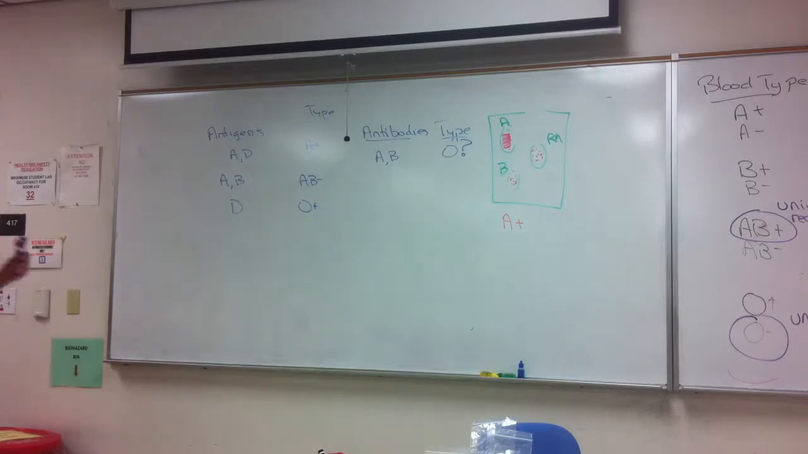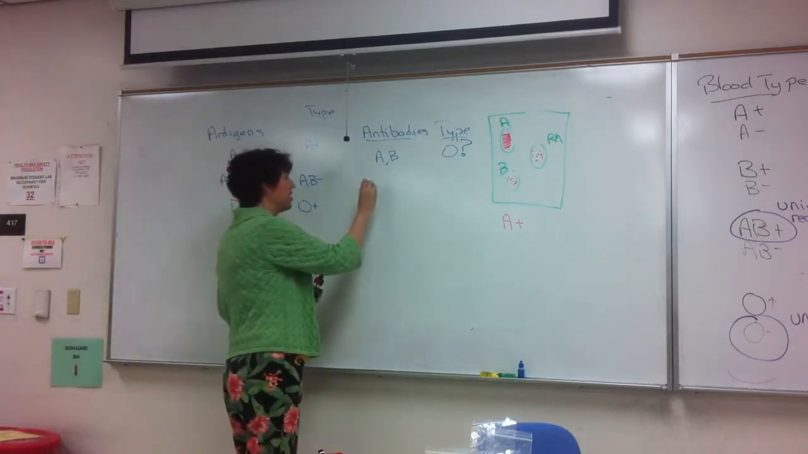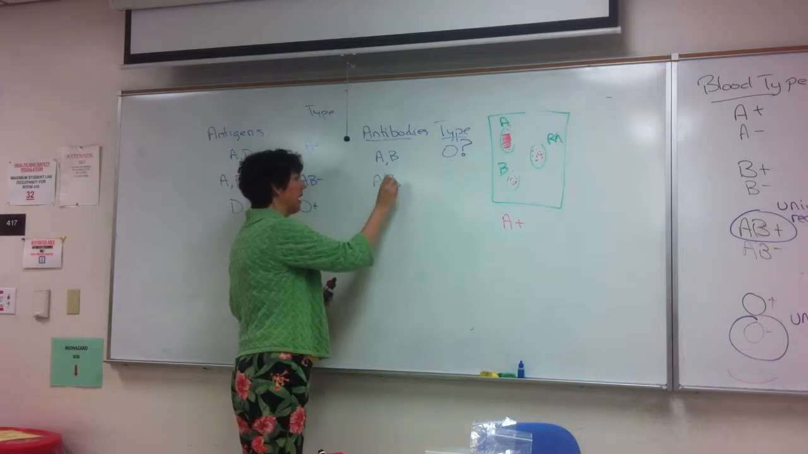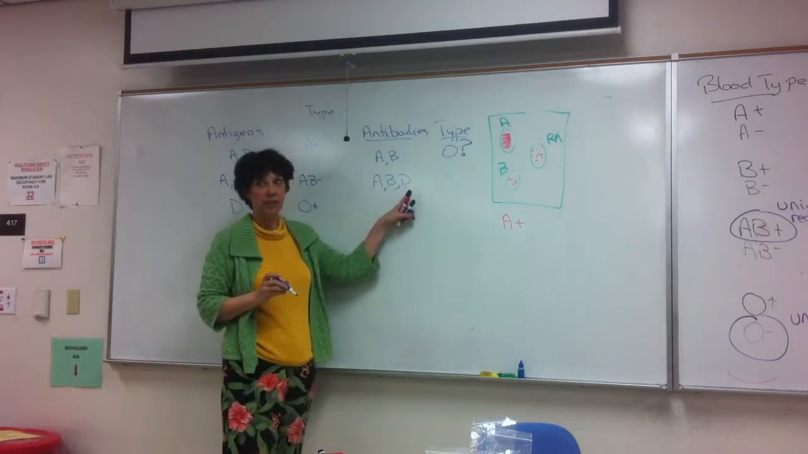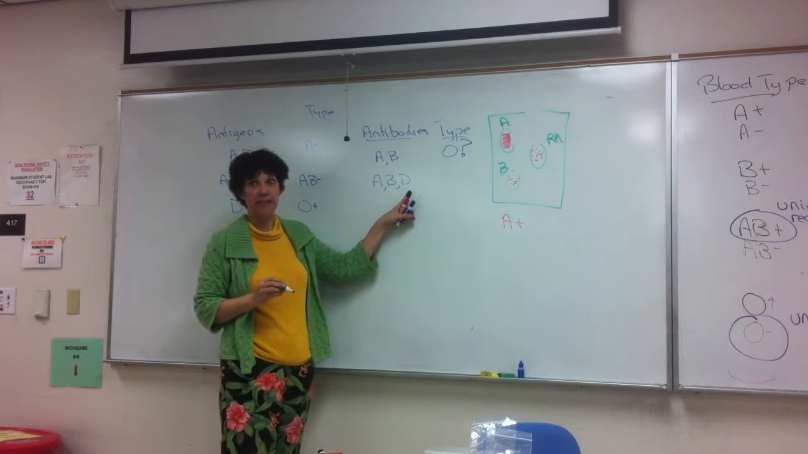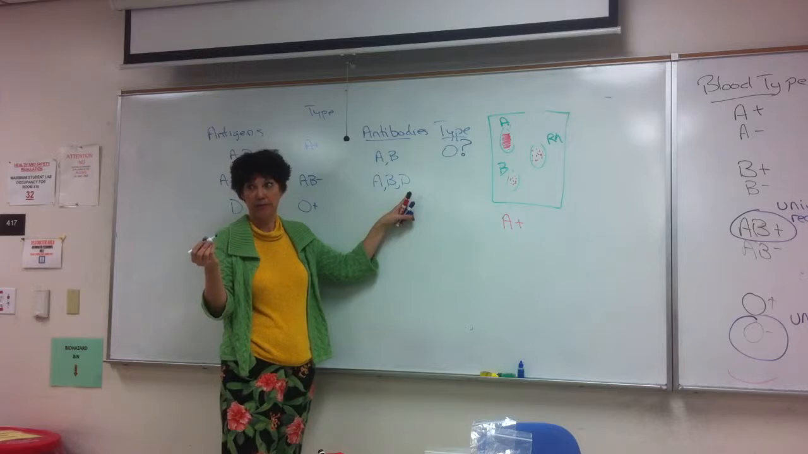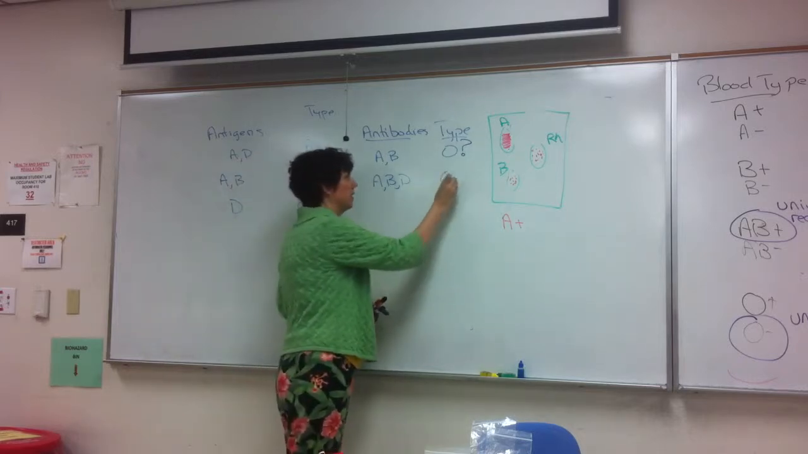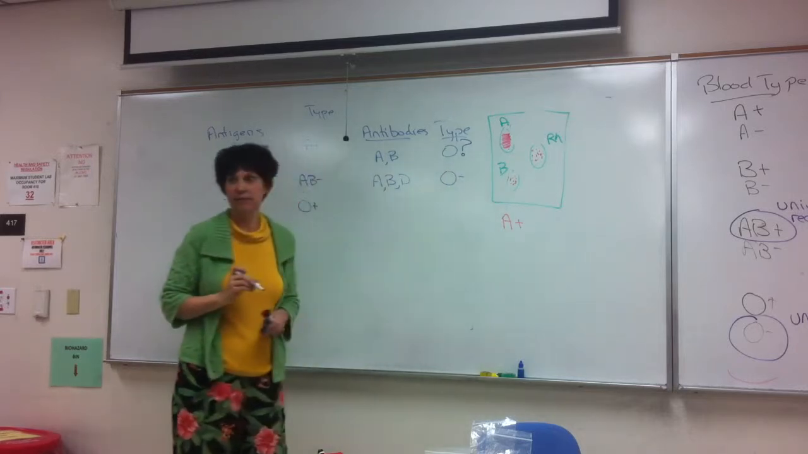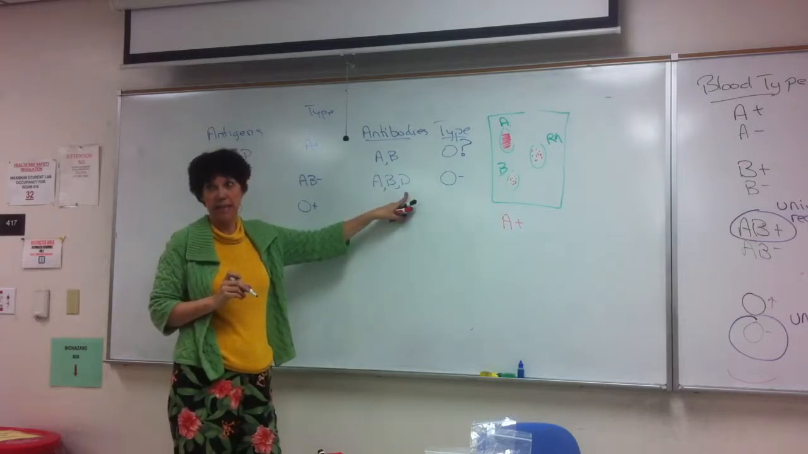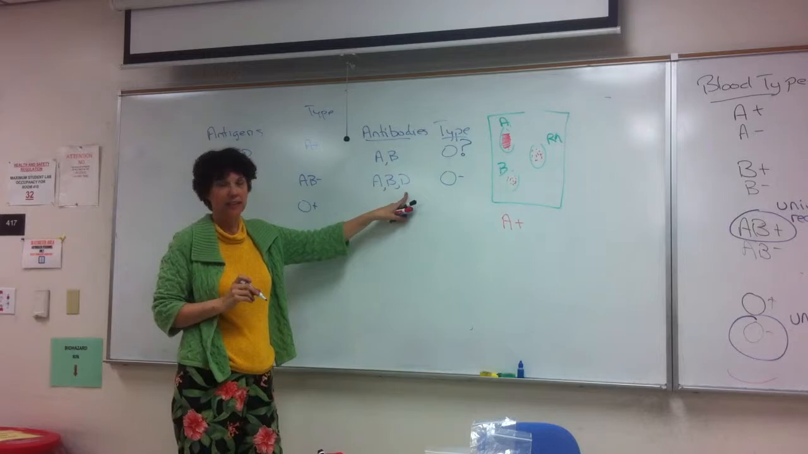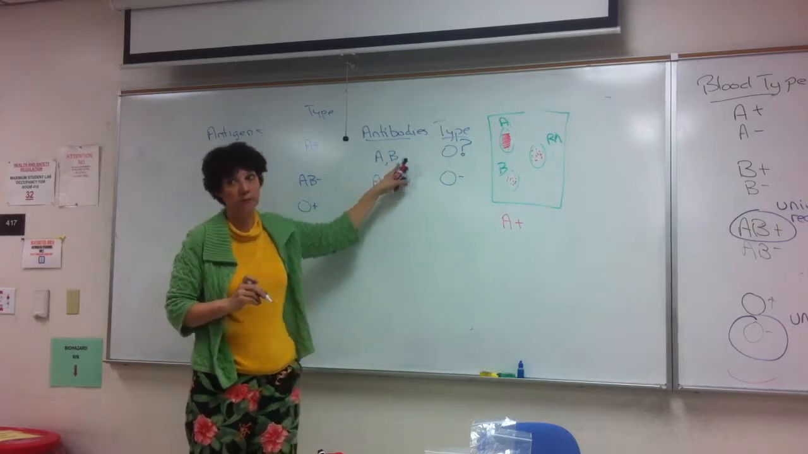Okay? Now, if we change that and we make it A and B and D, the only reason they're going to have the antibodies is if they're negative and were exposed. So this would be O negative. All right? So that's the only thing you can say for sure is if you have the D antibody. If you don't, you don't know.